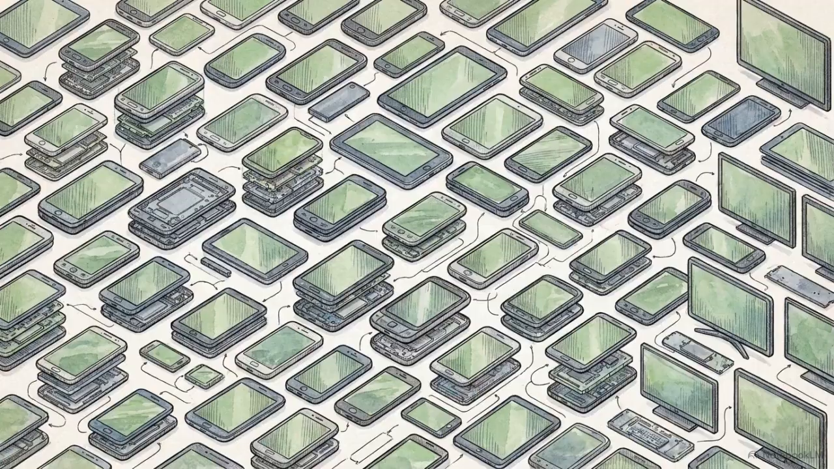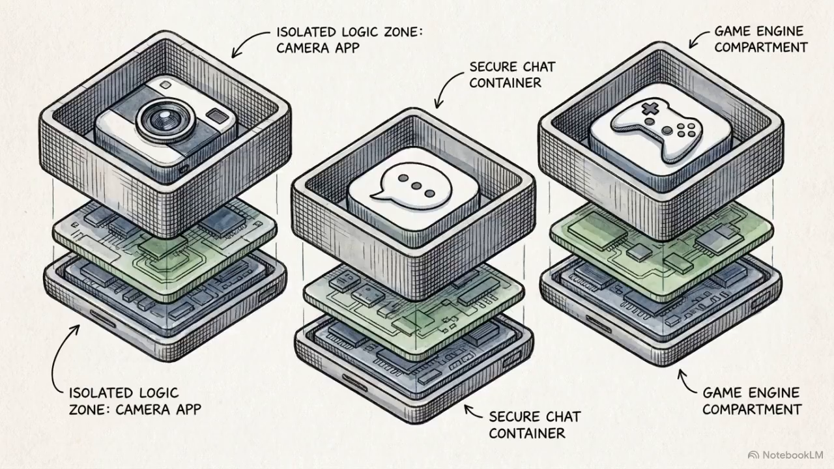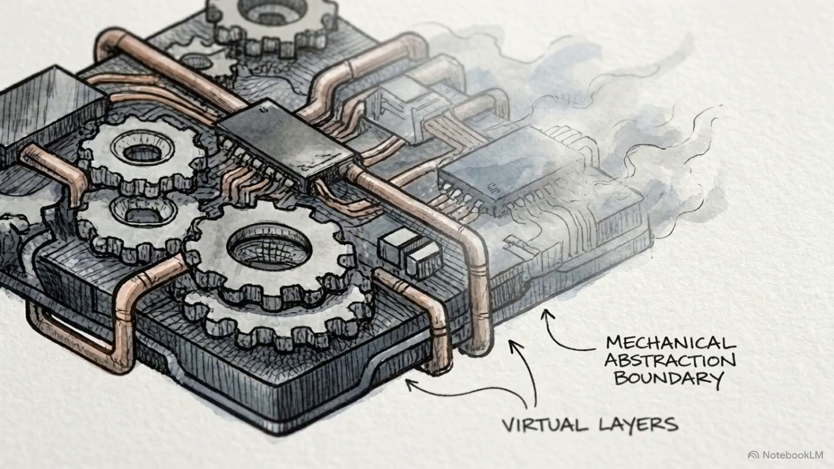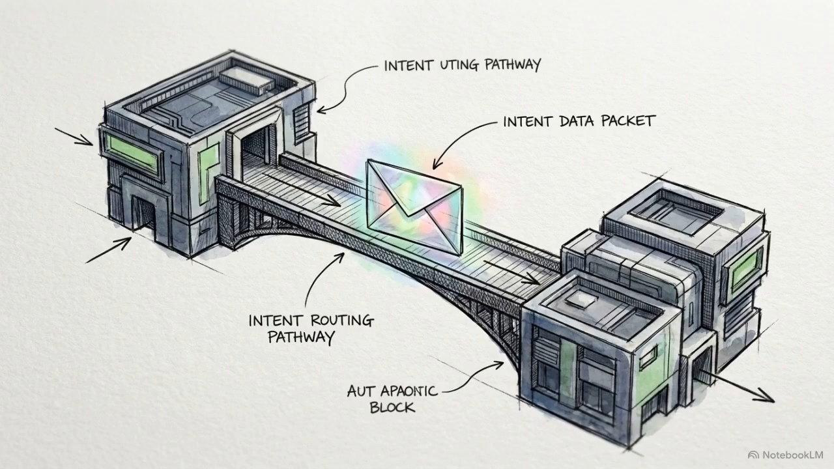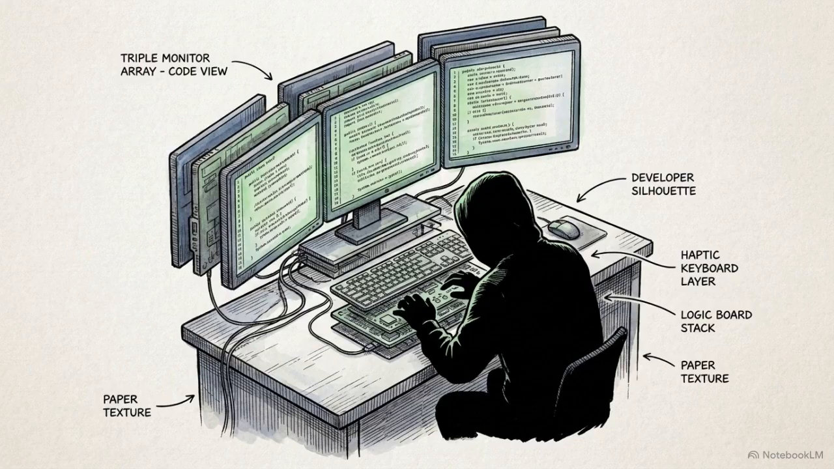This layered separation of concerns is what enables the system to handle thousands of hardware variations while keeping each application's logic securely isolated. By abstracting the hardware, compartmentalizing the code, and routing all actions through intents, developers can build software that scales across a global, fragmented ecosystem with confidence.